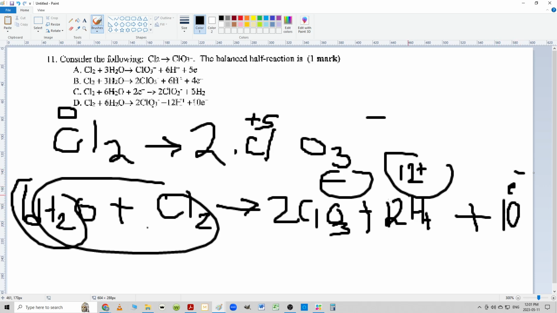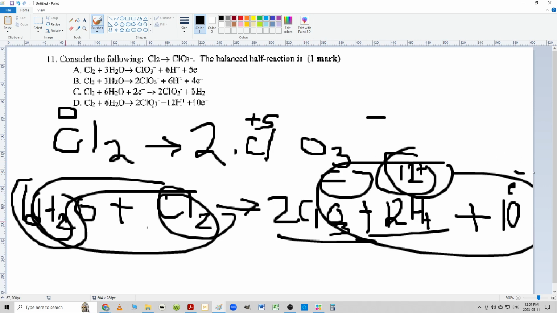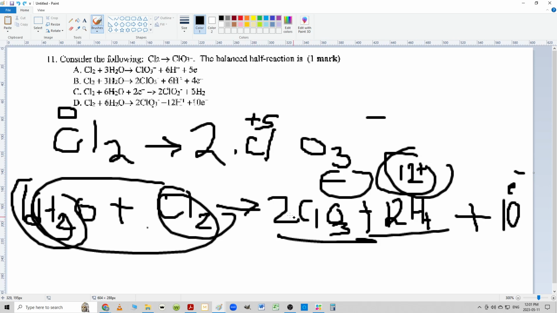Great. Now I have to make sure all my things are balanced. 12 hydrogens, 12 hydrogens, 6 oxygens, 6 oxygens, 2 chlorines, 2 chlorines. Charges, 2 minus, +12 -10, so that's 0 and 0. So this is my balanced equation.